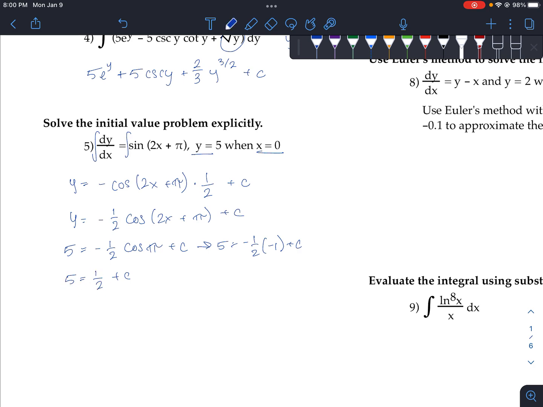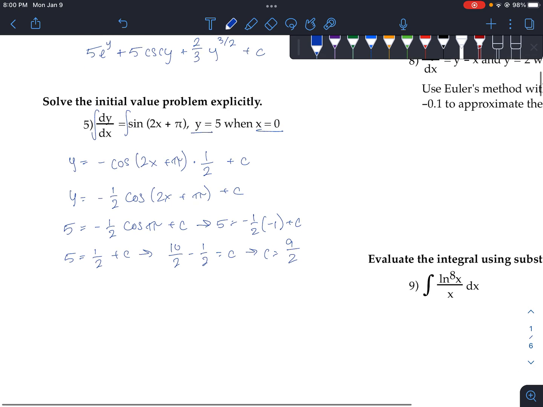I'll subtract 1/2 over there. Now I'll make this a denominator of 2. That's the same thing as 10/2. And then minus the 1/2 from the other side is equal to c. So c would be equal to 9/2. And so going back to this, my exact solution should be y is equal to negative 1/2 cosine of 2x plus pi plus 9/2.